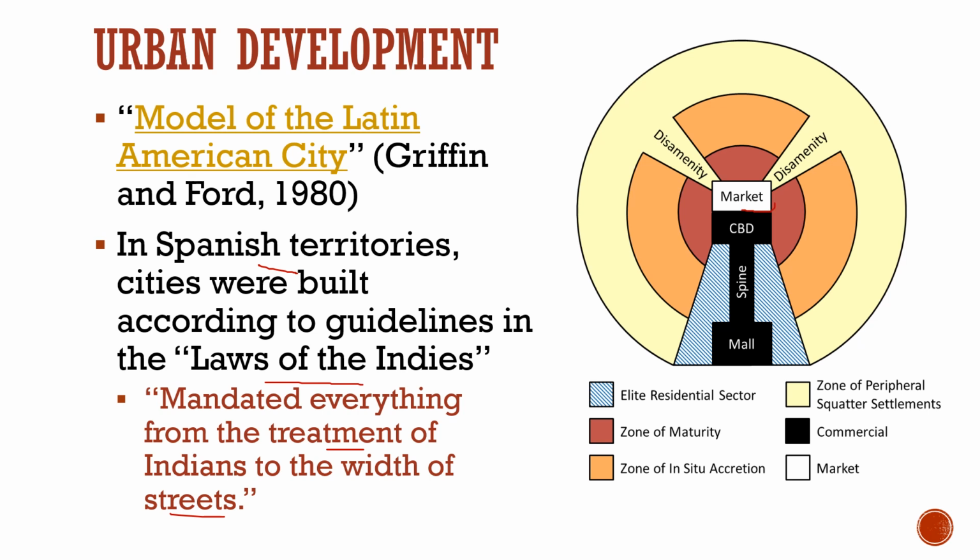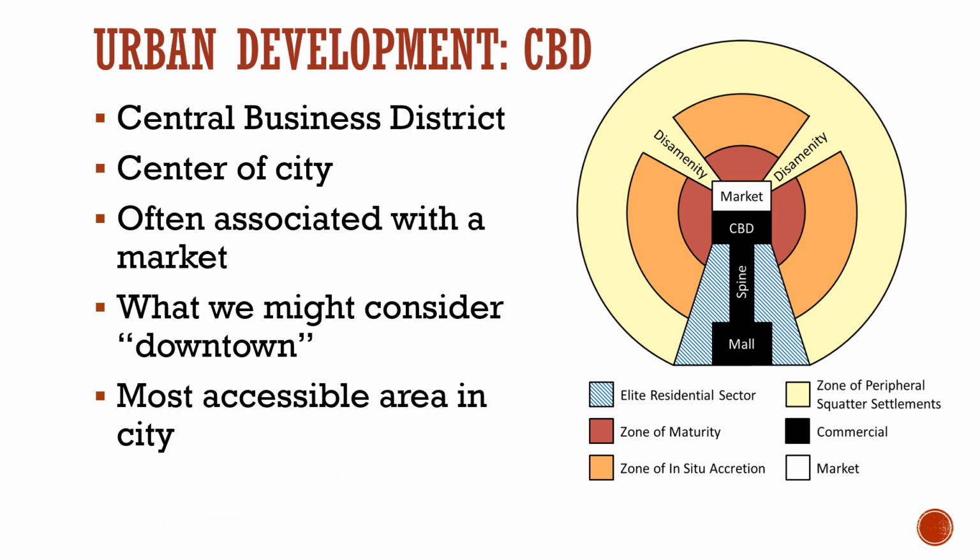So we have this market here in the middle, or in this center, and then we have this spine region that comes out into a mall area. And then we start disseminating out. So the poorest being out on the outside, the wealthiest more here in the middle. If we look at the CBD, which is this area here, this is the central business district, our downtown area. This is where the markets would be, in the most accessible area in the city.